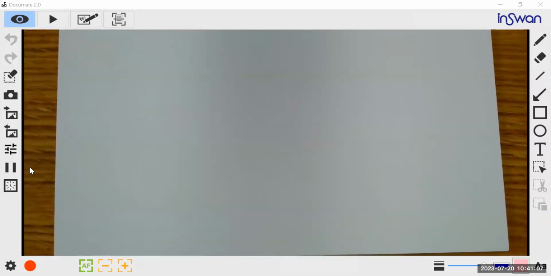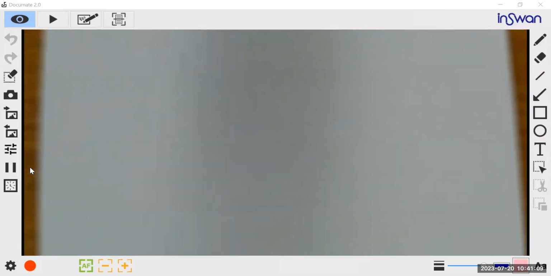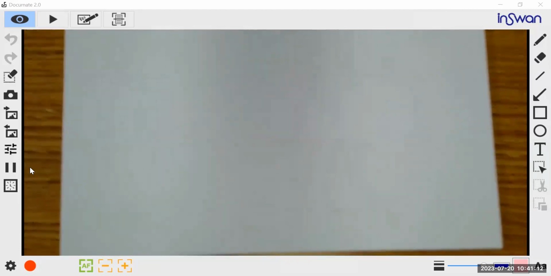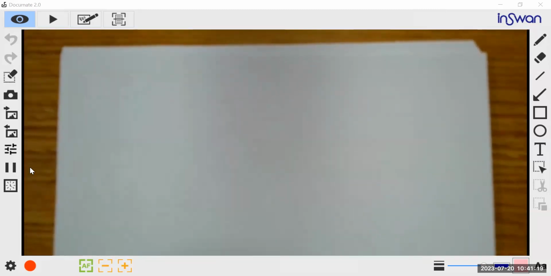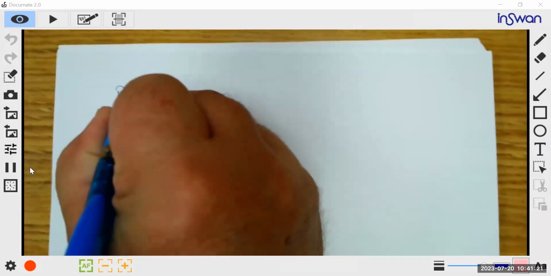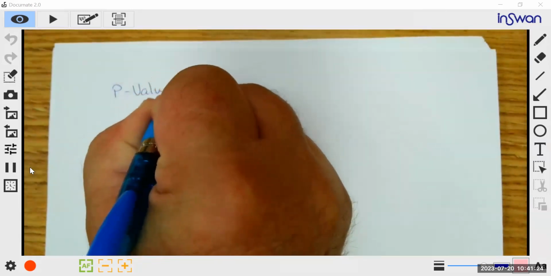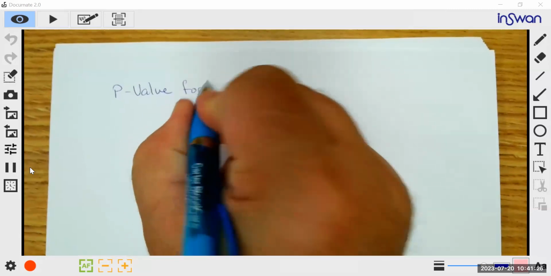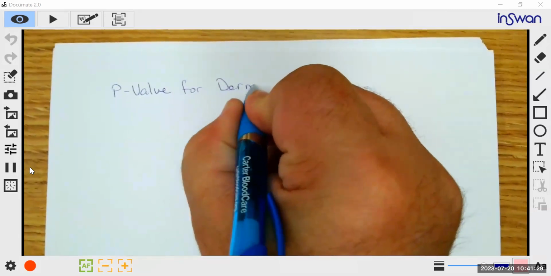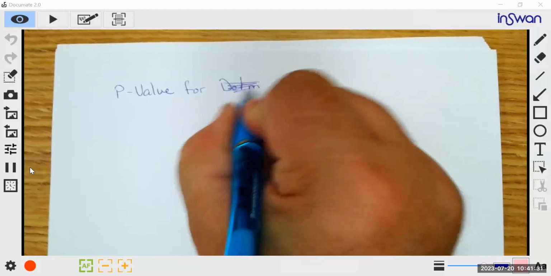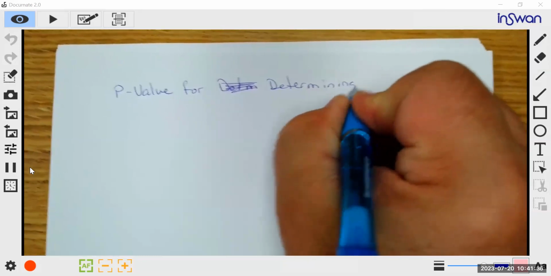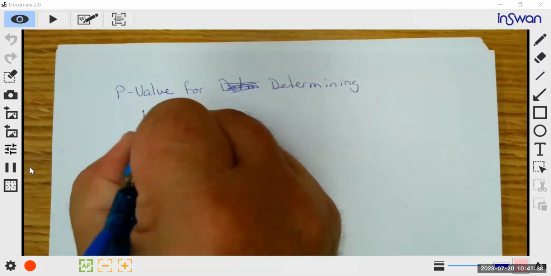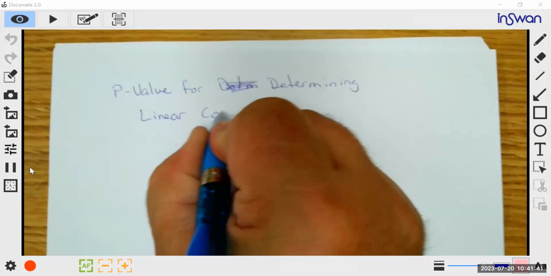Okay, let's see what else we're going to talk about today. Oh, yeah. In that chart we saw earlier, we talked about a p-value, for determining linear correlation.